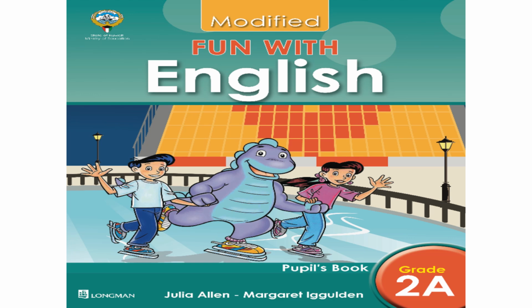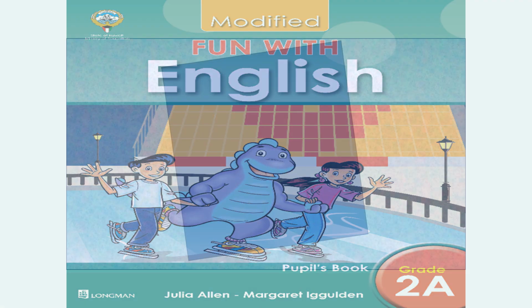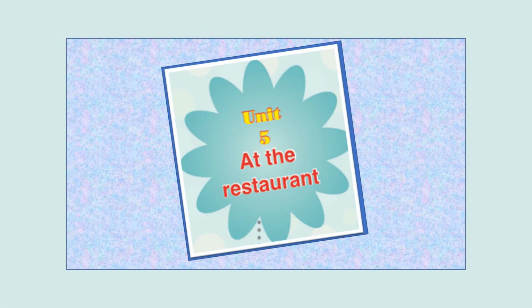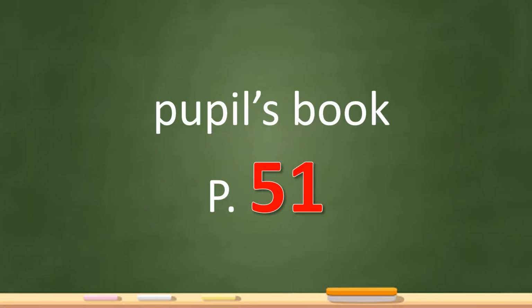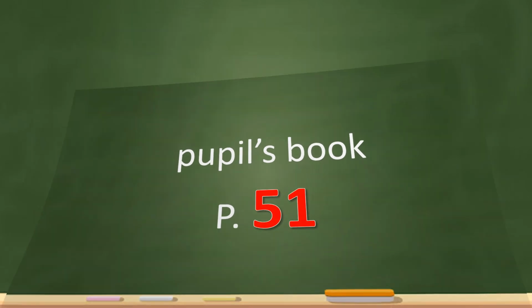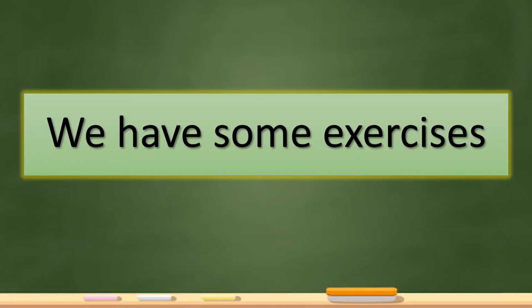Welcome again. We're going to complete our discussion about Unit 5. The title of our unit, as we said before, is At the Restaurant. Lesson 2. We had lesson 1, so this is lesson 2. Open your pupil's book, page 51. We have some exercises to do.